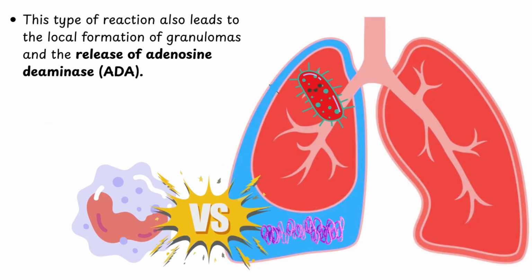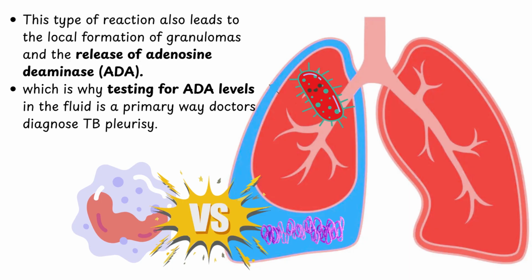This type of reaction also leads to the local formation of granulomas and the release of adenosine deaminase, which is why testing for adenosine deaminase levels in the fluid is a primary way doctors diagnose TB pleurisy.